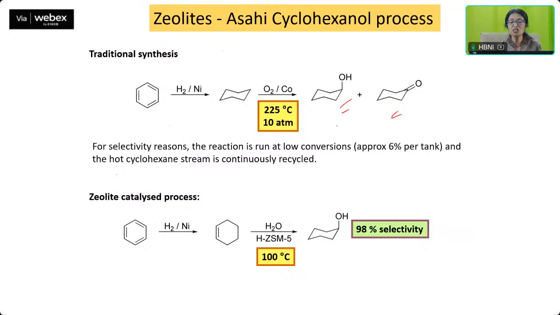Because the temperature which you need is 225 degrees centigrade. You need a pressure of 10 atmospheres. And then the yield is also very low, only 6% per tank.